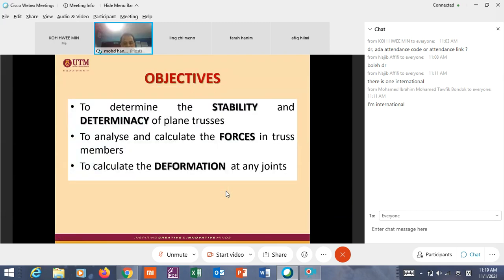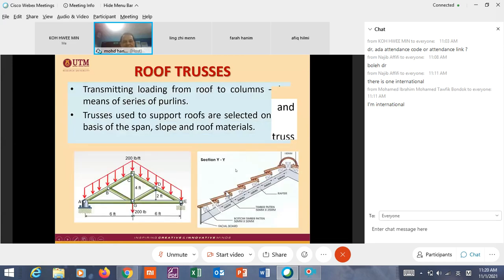So what is the objective of this lecture? To determine the stability and determinacy of the plane truss, which comes at the very beginning of the working example, and to analyze and calculate the forces in the truss members. This is the major part of the topic, and finally the position at any joint.